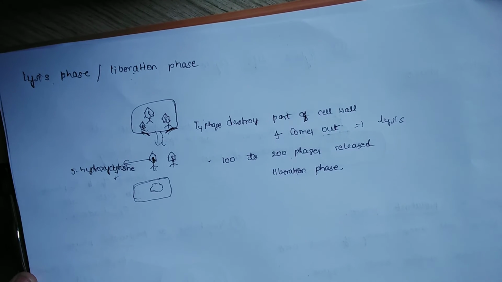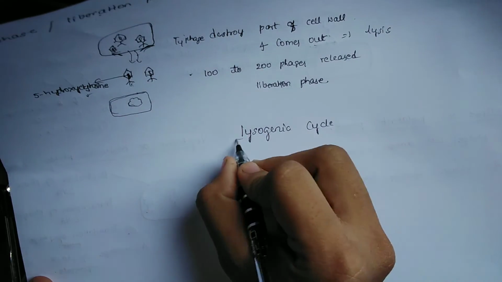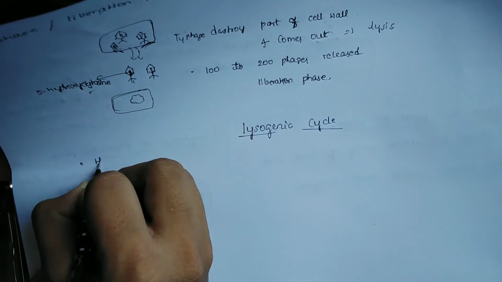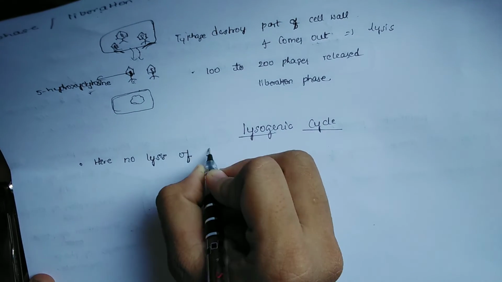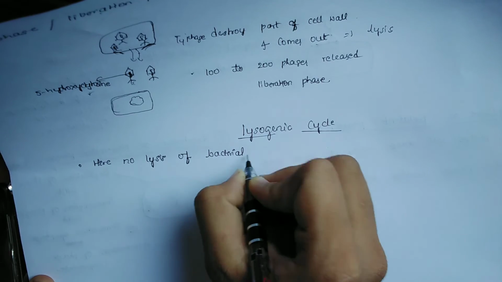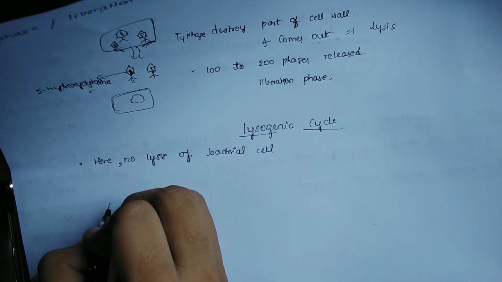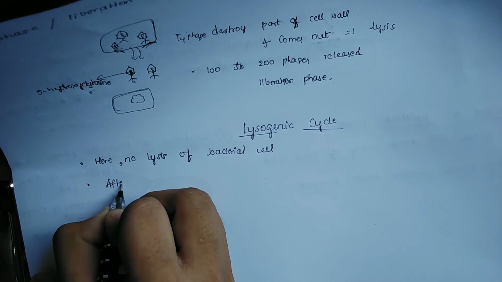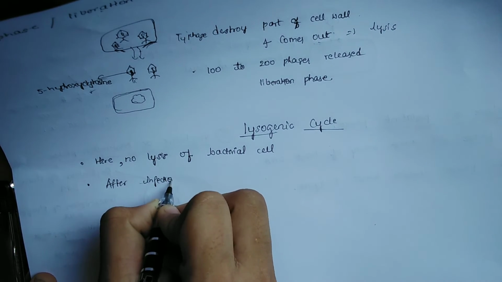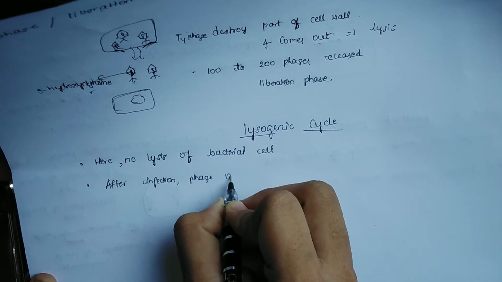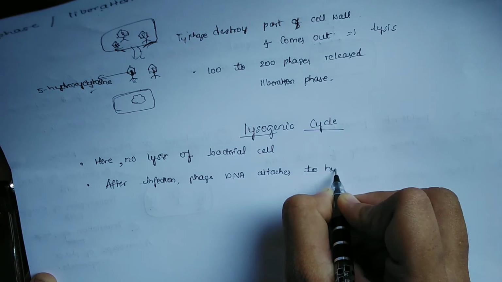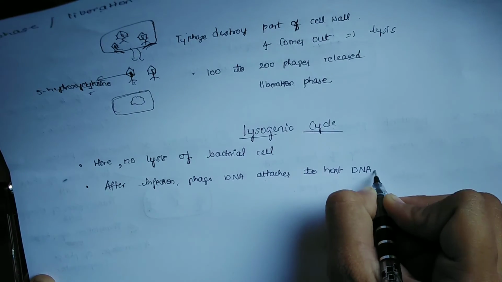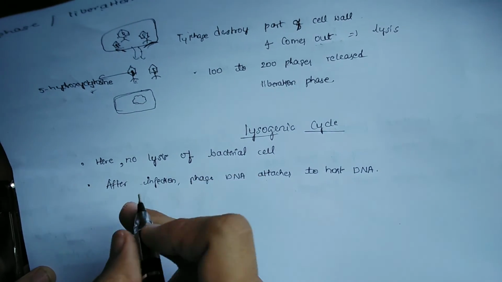The next cycle is the lysogenic cycle. In this cycle there will be no lysis of the bacterial cell. After infection, the phage DNA attaches to the host DNA.